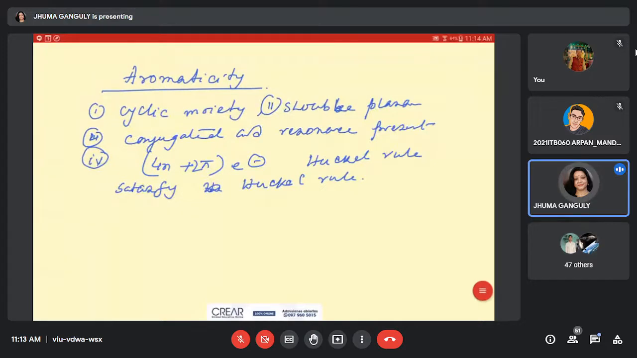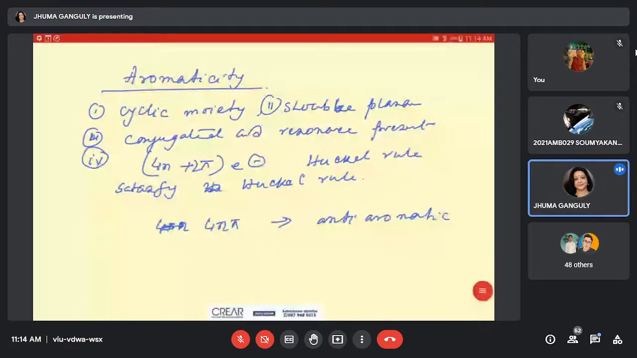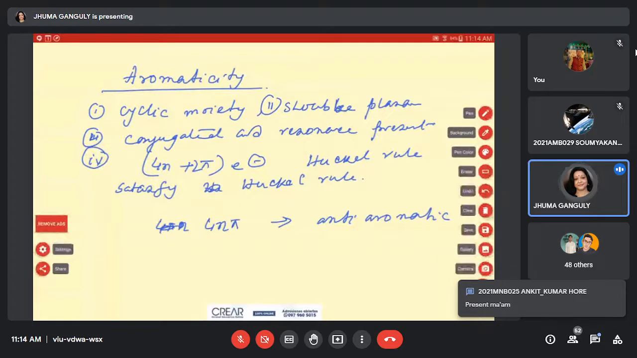So if you have 4n pi electrons, then what happens? Sorry, with 4n pi electrons, it is anti-aromatic. This is another part actually. So we will go through some examples on the basis of this.